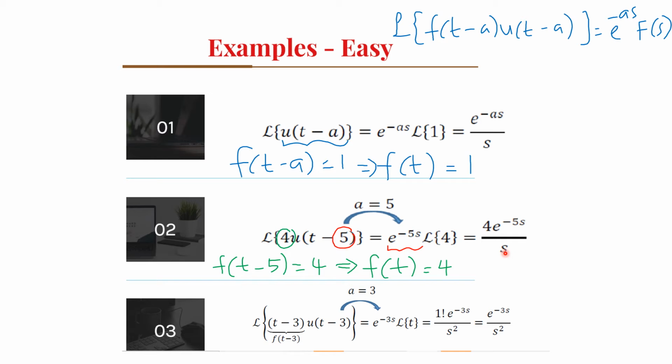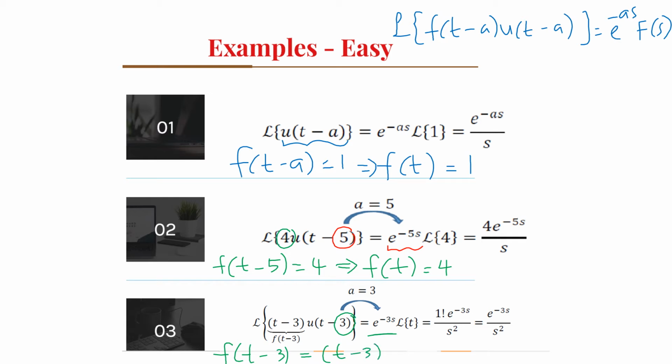Alright, this is the third example: Laplace of (t-3)u(t-3). From the Heaviside function we know that a is 3, so the power of the exponent is minus 3s. Now it is time to determine the function f(t). As I mentioned just now, whatever appears in front of u(t-3) in this question is the function f(t-3). So f(t-3) is equal to t-3.